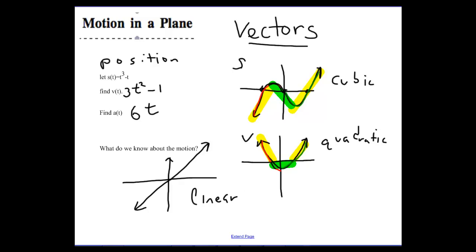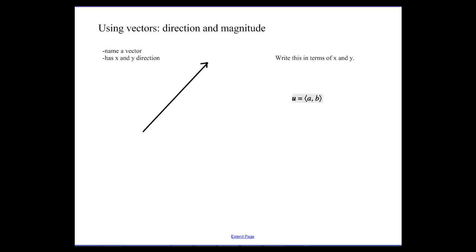Okay, well, in order to model this, we're going to be using vectors. And what vectors give us, they give us two things. They give us both direction and magnitude, magnitude being size. So what we want to talk about right now is how do you name a vector, and the idea of splitting it up into x and y direction.